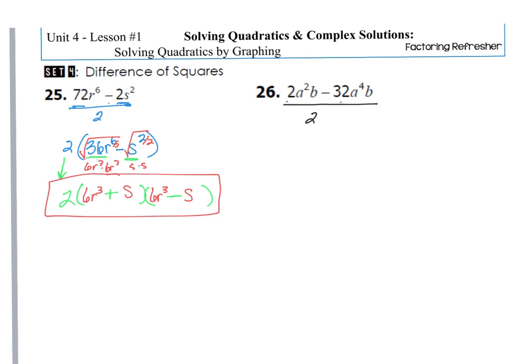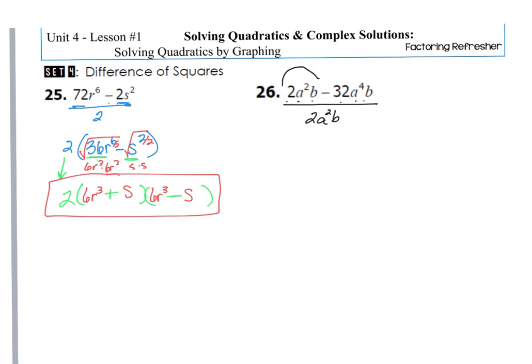Then I check my variables because that's something we should always check for. On number 25, I didn't take any variables out because they didn't have a variable in common. But we have an a squared and a to the 4th. They both have a's. If we have 2 a's and 4 a's, the most we can take out of each is 2 a's, a squared. And then they each have 1 b, so I can pull that b out of each of them.